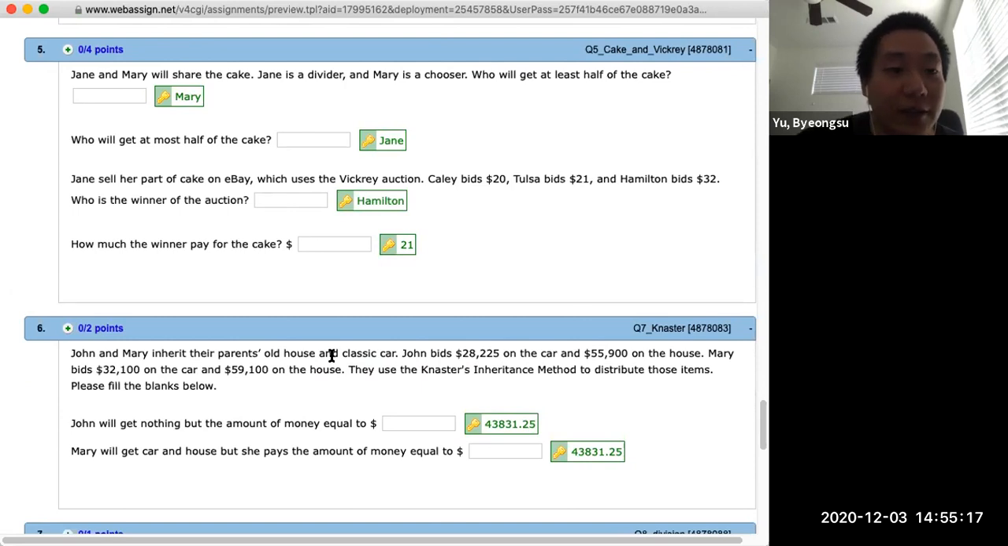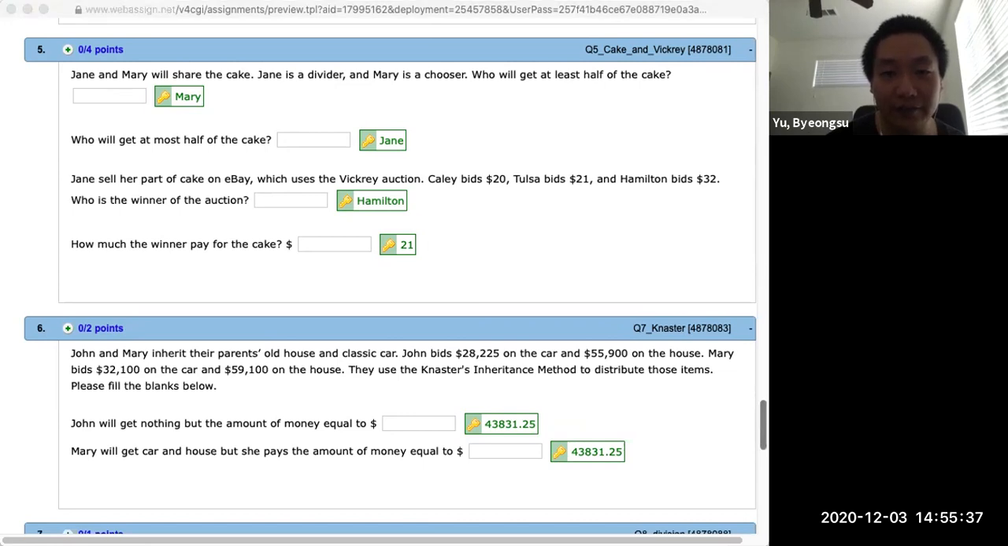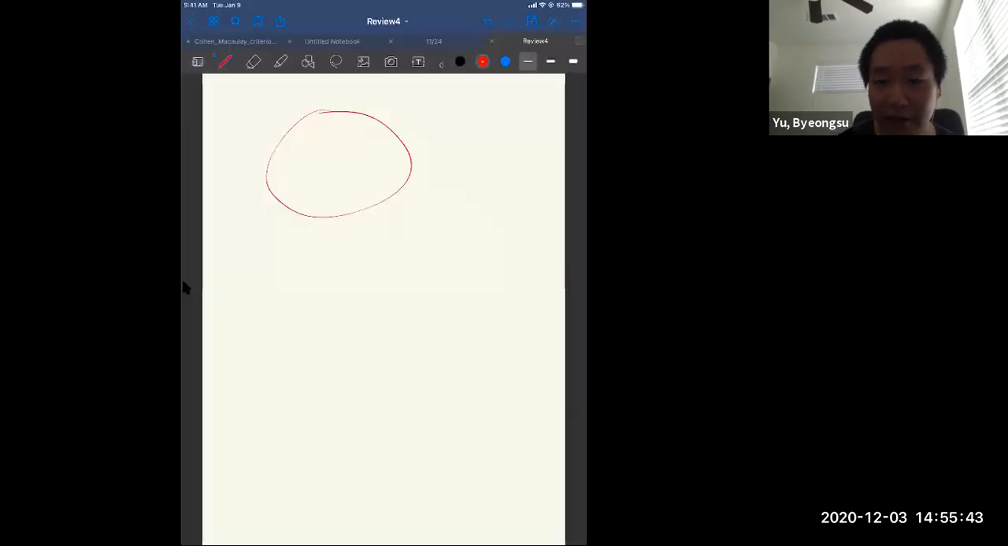Okay, so Jane and Mary will share the cake, and Jane is your divider and Mary is your chooser, who will get at least half of the cake. So think about the case that there is some cake and Jane divides like this. Then there are 2 portions of cake. Then who chooses which one?